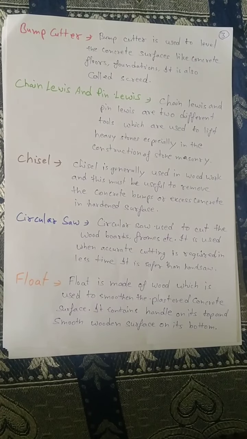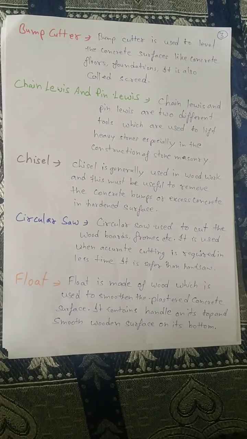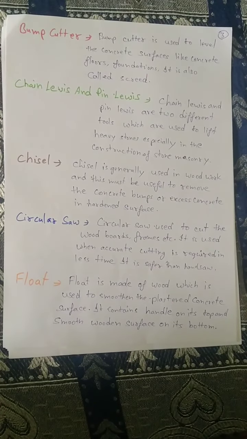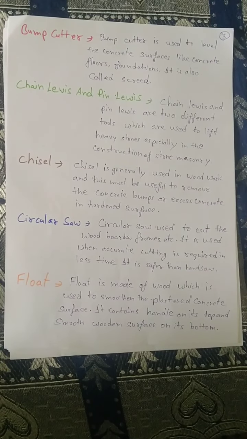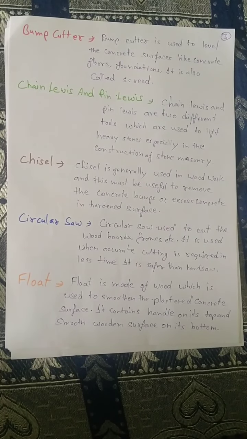Circular saw. Circular saw is used to cut the wood boards, frames, etc. It is used when accurate cutting is required in less time. It is safer than hand saw.